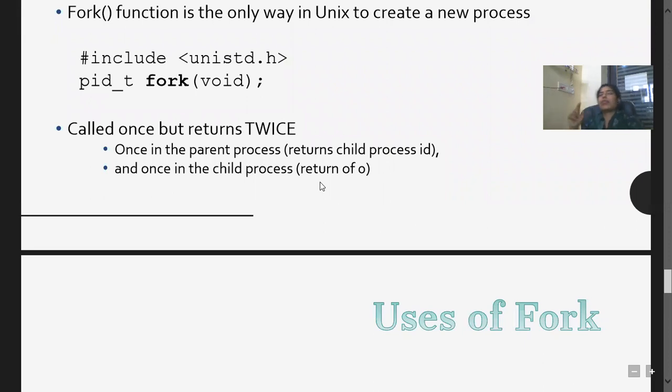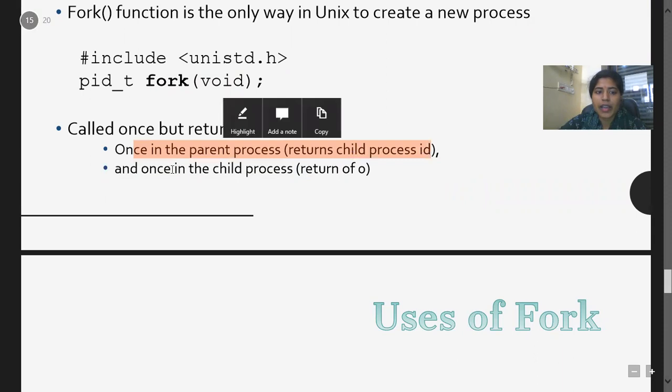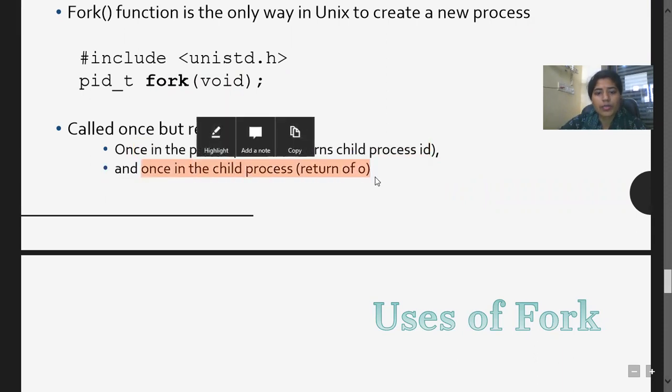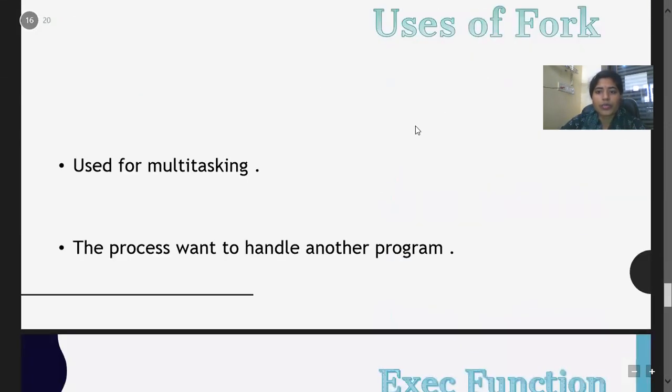Suppose you are using one fork, and under that you are using the child, then one value returns for the child, and one value also returns for the parent. Okay, parent process. So the fork function works this way. Once in the parent process it returns the child process ID, and once the child process returns a zero. Okay, so uses of fork. What are the uses of fork? It is used for multitasking, when the process wants to handle another fork.